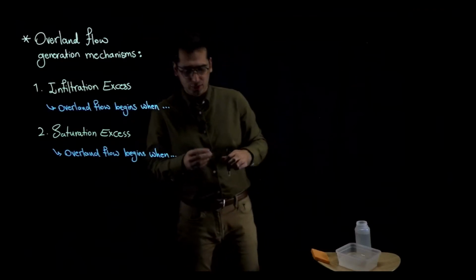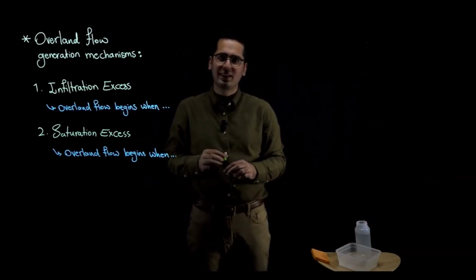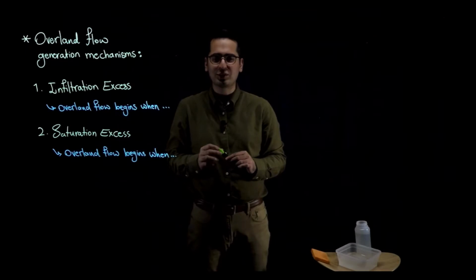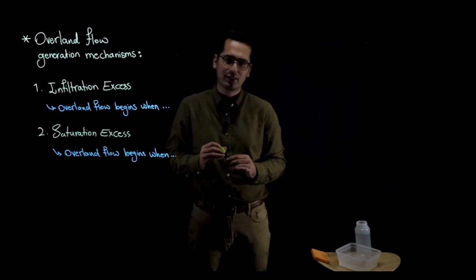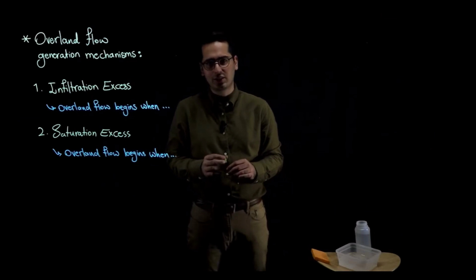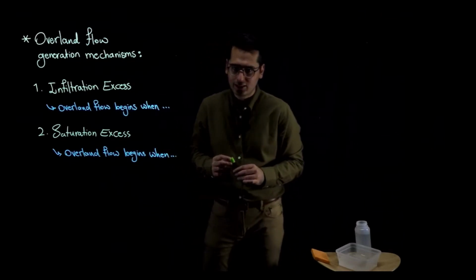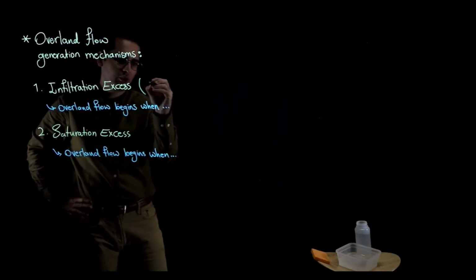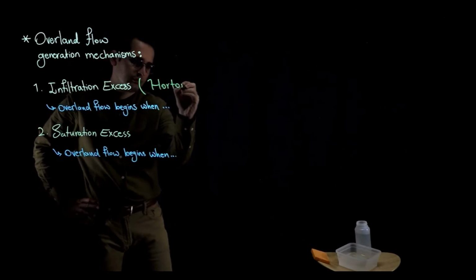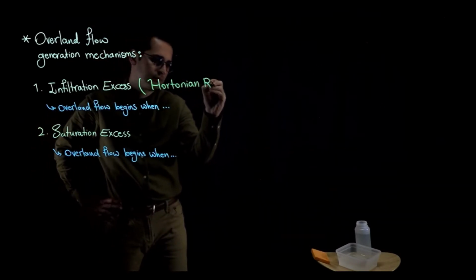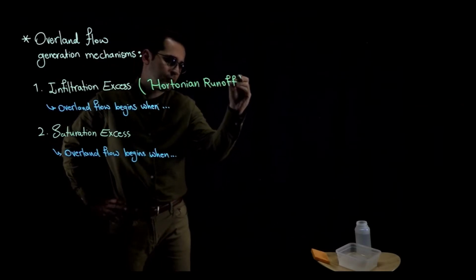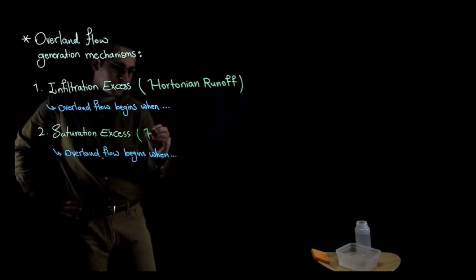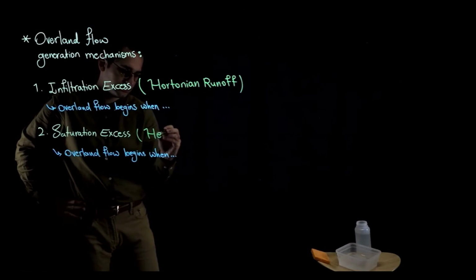In this short video, I'm going to introduce you to one important topic in hydrology, that is overland flow generation. When we are talking about overland flow generation, we need to discuss two very important mechanisms, infiltration excess and saturation excess. The amount of surface runoff that is generated using the infiltration excess mechanism is also known as Hortonian runoff, named after Robert E. Horton, and the amount of surface runoff from saturation excess mechanism is called Hewlettian runoff, named after John D. Hewlett.